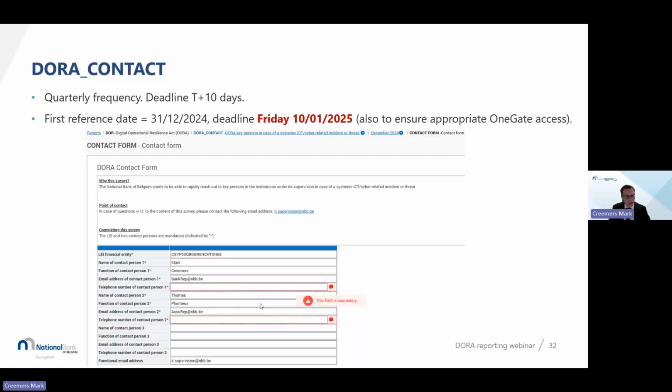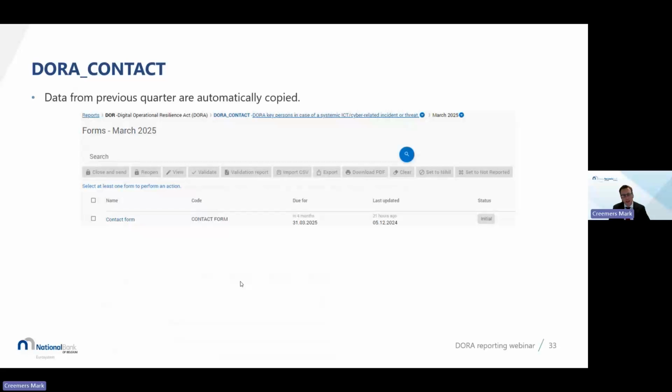As Thomas has already said, we require you to fill in 2 contact persons. The third one is optional, and the functional email address in the end of the template is also optional. So it is a very limited template that should be completed once a quarter. Now, that does not mean that you have to fill in each time the same information again.